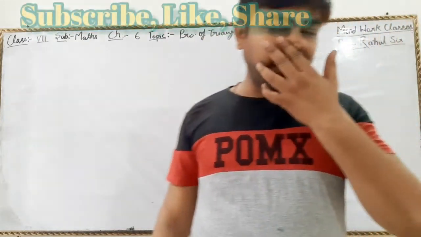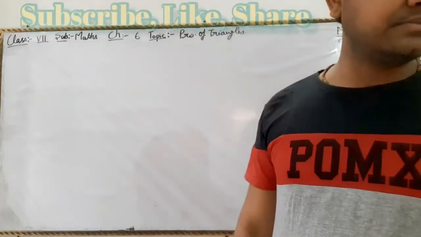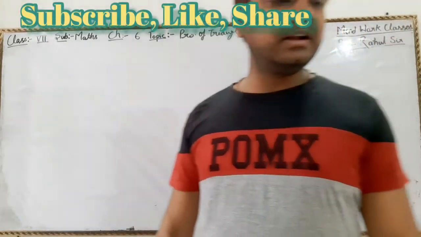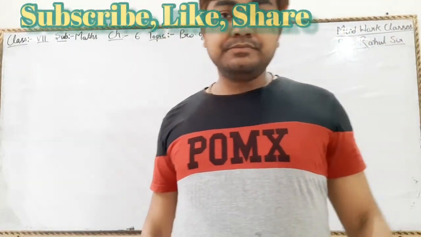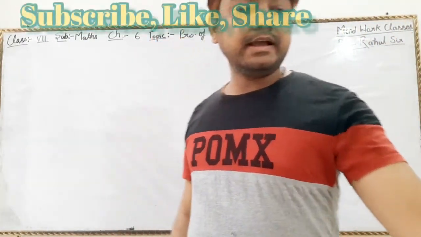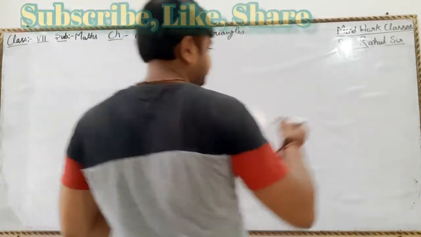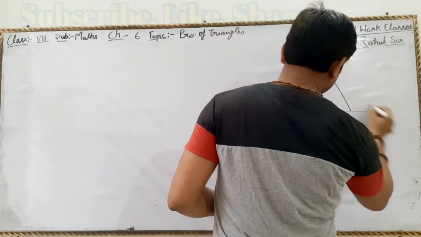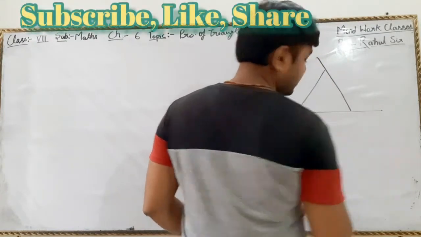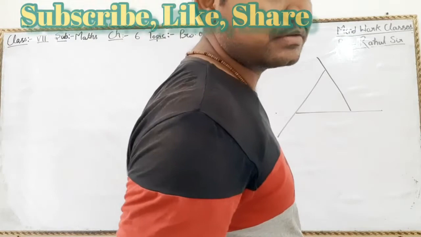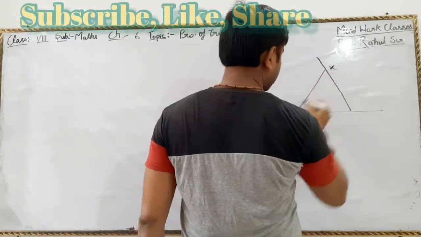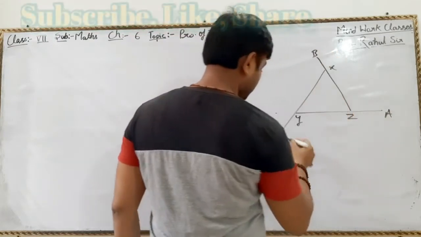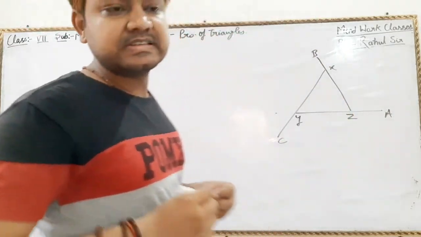Let's come to the exercise question 12. With reference to the figure, fill in the missing angles in the table. In the first entry it is given that angle... Let's make the diagram first. Okay, so this is given.